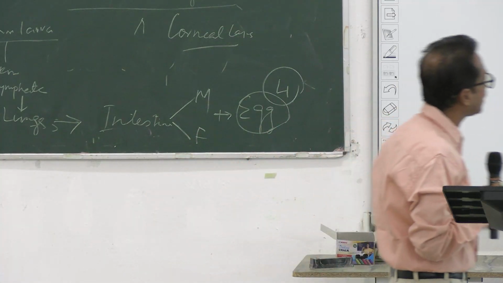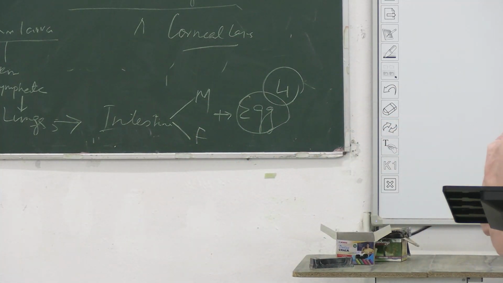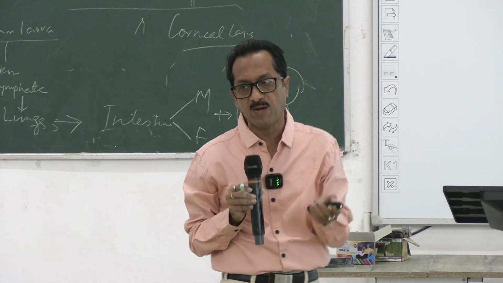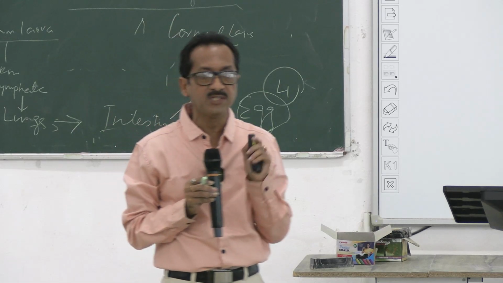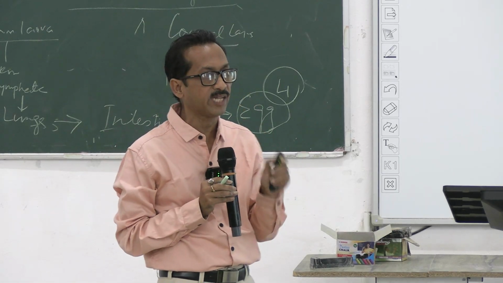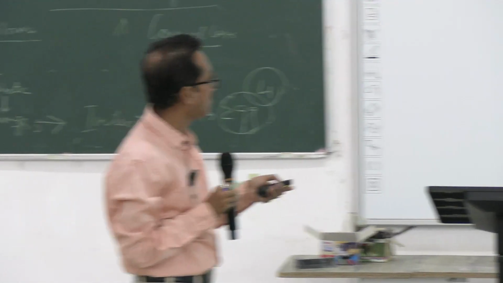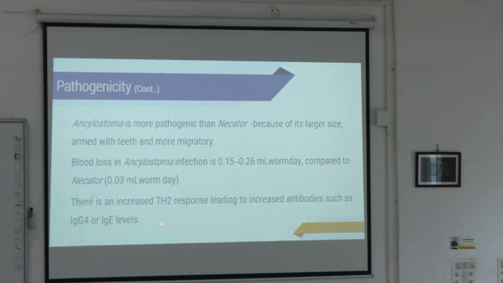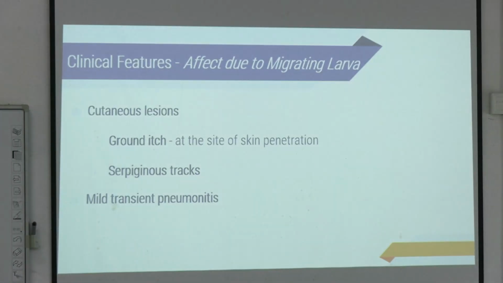Ankylostoma is more pathogenic than Necator because of its larger size. Blood loss, you should remember what it is: 0.26 ml. If you cannot remember, 0.2 to 0.3 ml is for Ankylostoma, and in Necator it is 0.03 ml. So it is more than 10 times in the case of Ankylostoma. And there is an increased T helper cell 2 response leading to increased antibodies such as IgG.